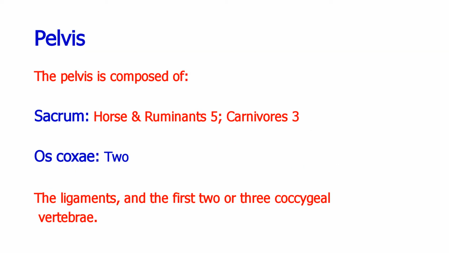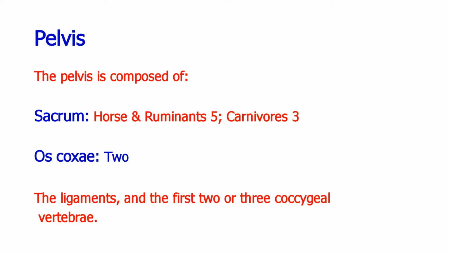The pelvis is composed of sacrum, os coxae, and the ligaments, and the coccygeal vertebrae. First two or three coccygeal vertebrae are involved in makeup of pelvis. In horses there are 5 sacrum bones, while in carnivores there are 3.